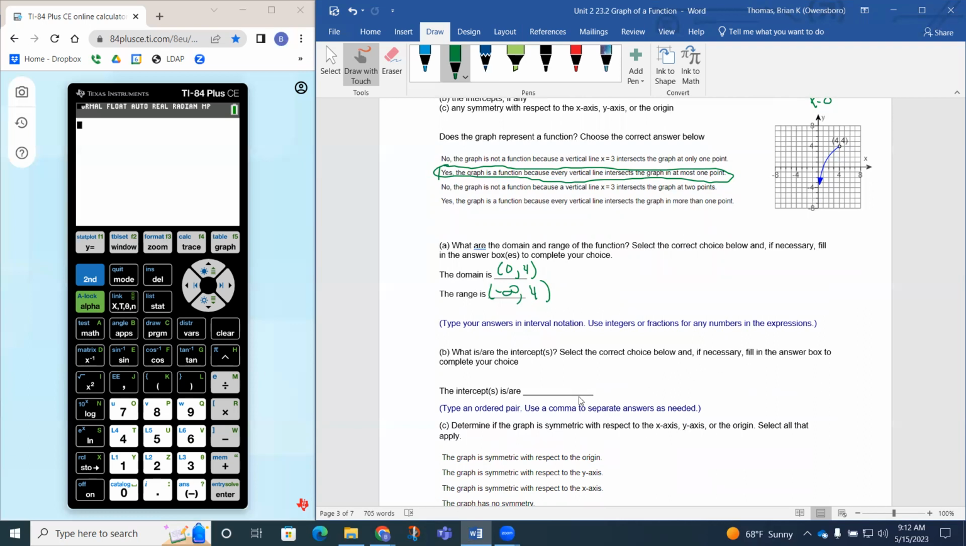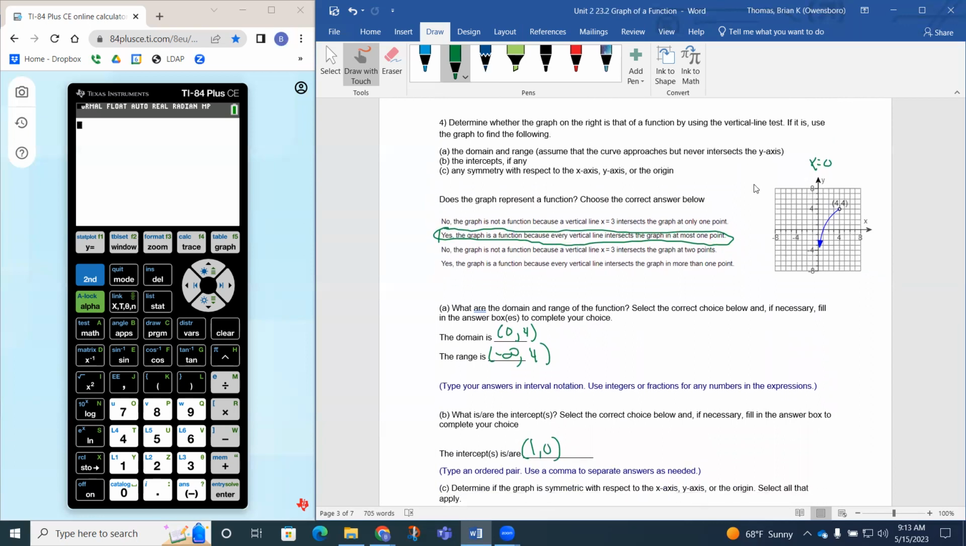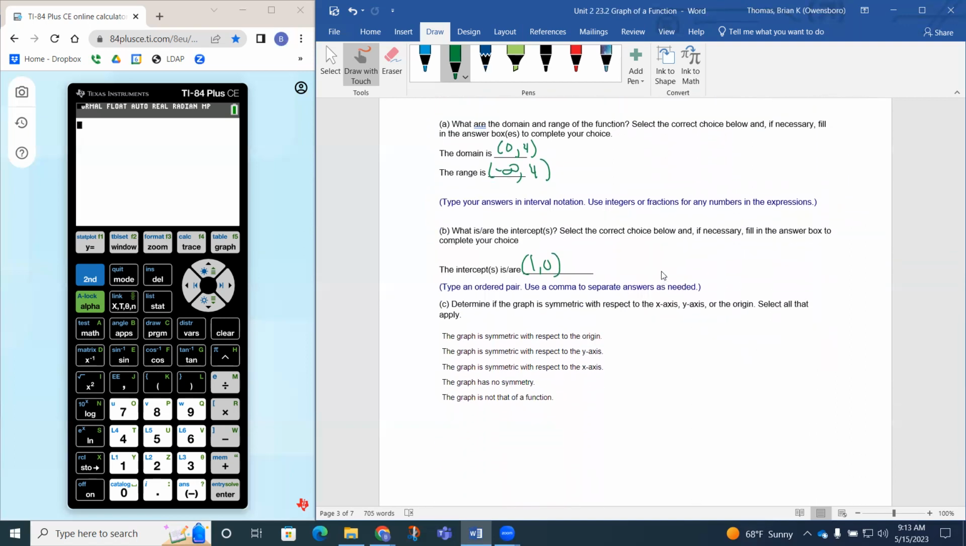Notice how it wants us to type these as ordered pairs. So if I'm looking at the x-intercept, looks like 1 is where it crosses. So as an ordered pair, we want to write that as (1, 0). That's going to be the x-intercept. But to be a y-intercept, it's actually got to touch the y-axis. And notice how they said up here that the graph only approaches but never intersects the y-axis. So if it doesn't touch the y-axis, there's not a y-intercept. So there's only going to be an x-intercept, which is going to look like (1, 0).